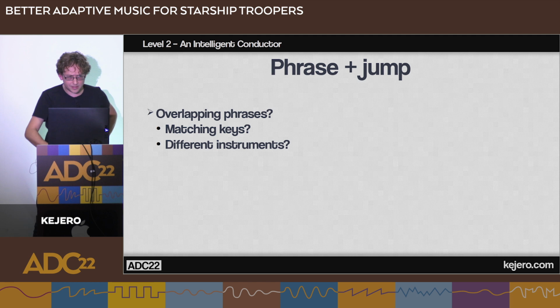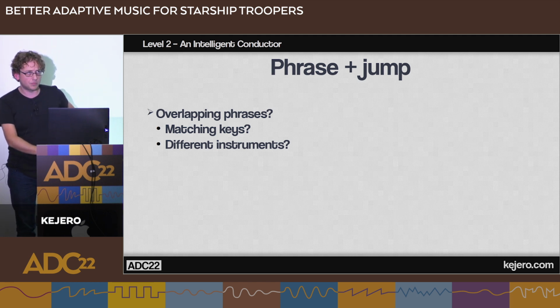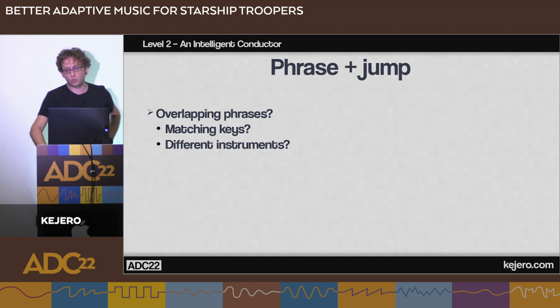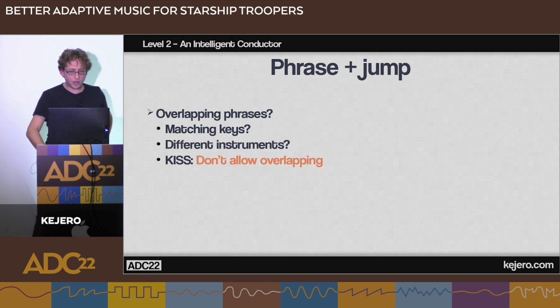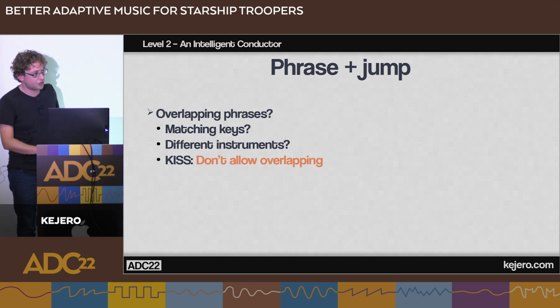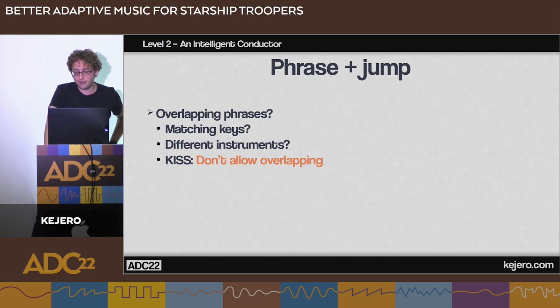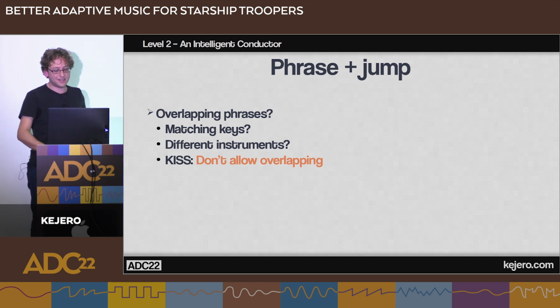So how do you design a system that knows when a phrase is going to work with another phrase and when it's not? You don't. Keep it simple. You could try to come up with a system that tries to solve that problem, but I promise it's going to get very complicated very quickly. So BAM simply does not allow more than one phrase to play at the same time.